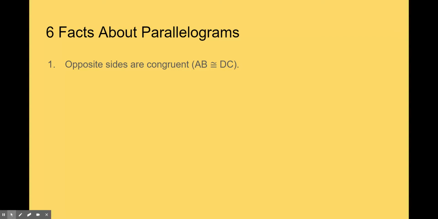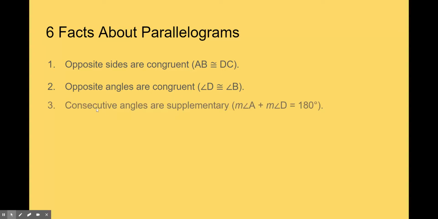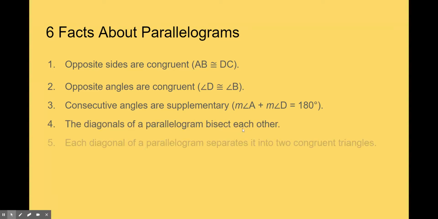The opposite sides of a parallelogram are congruent. I'll show you what this means. The opposite angles are congruent. The consecutive angles, the angles right next to each other, are supplementary. They add up to 180. The diagonals of a parallelogram bisect each other. And then each diagonal separates the parallelogram into 2 congruent triangles.